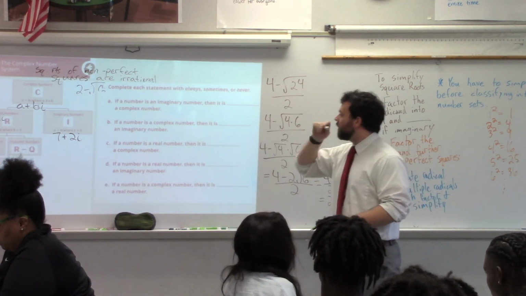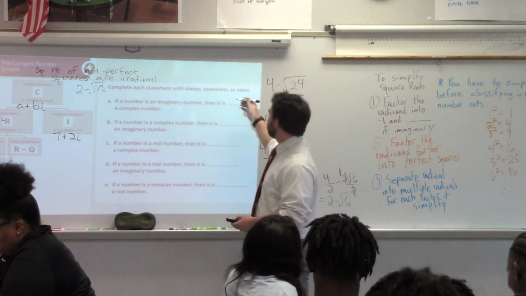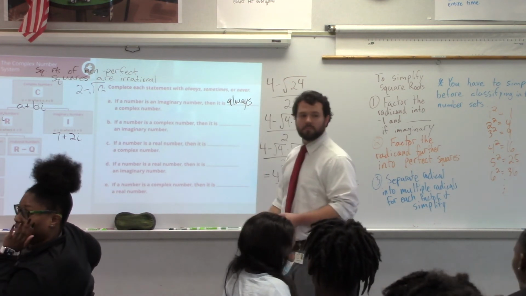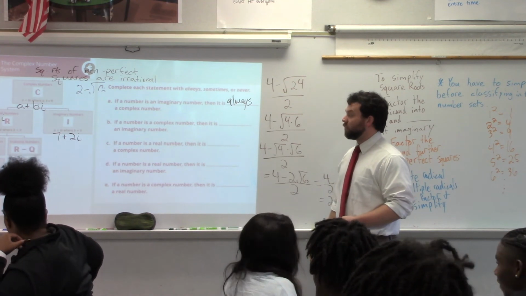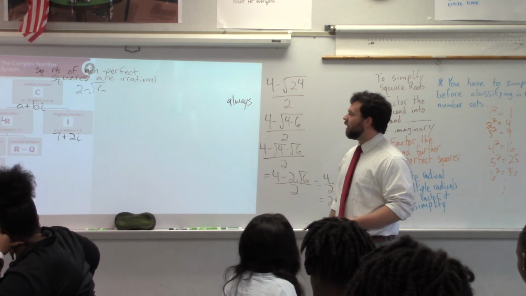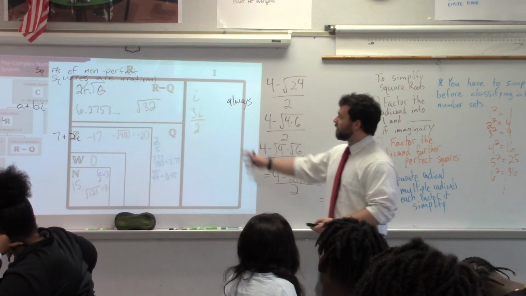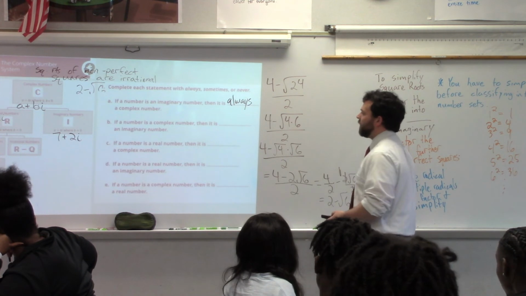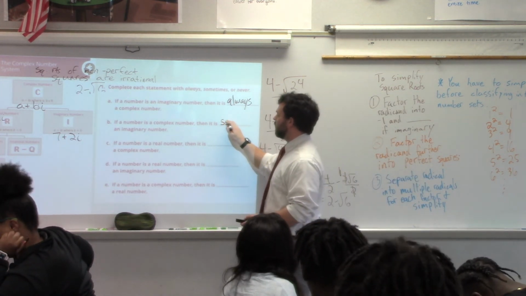So, if a number is an imaginary number, then it is always a complex number? Agreed. Does anybody want to push back or ask a question about that? Can someone give me evidence for that statement? Every number is on the complex? So if it's imaginary, it's fitting underneath the umbrella of complex numbers? Okay, that's good evidence.